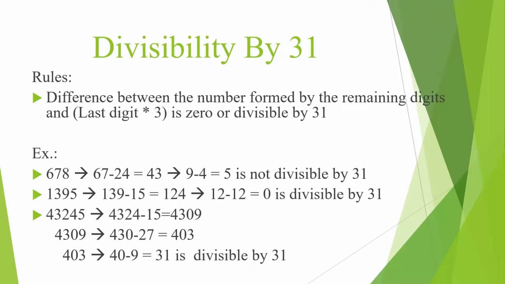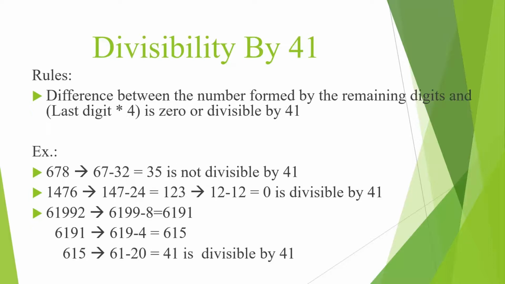Let us reduce it further. 403, ignore the last digit, we will get 40. Last digit into 3, which is nothing but 3 into 3 equal to 9. 40 minus 9 equal to 31. 31 is divisible by 31. So 43,245 is also divisible by 31.